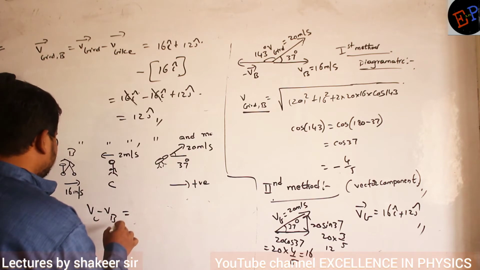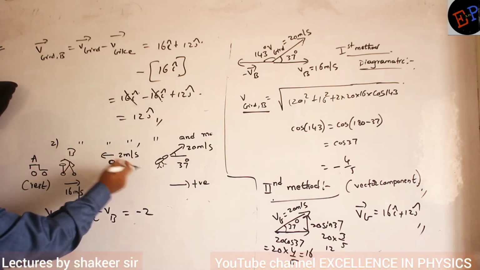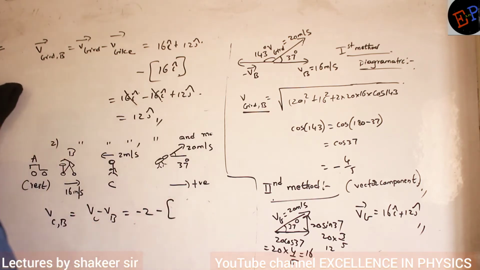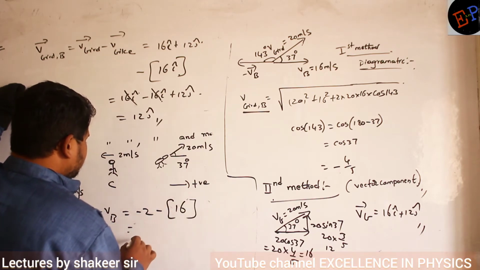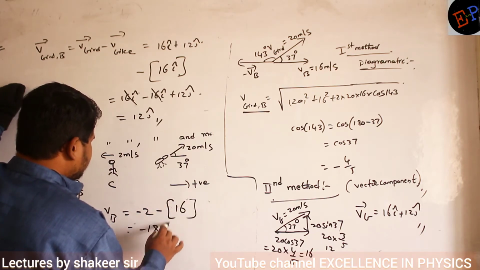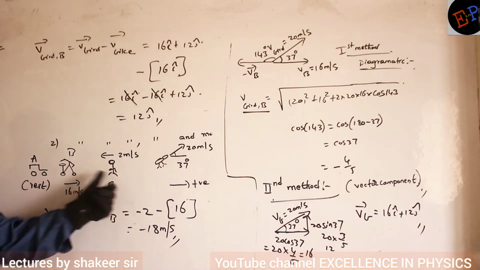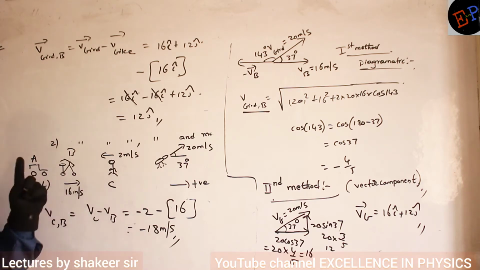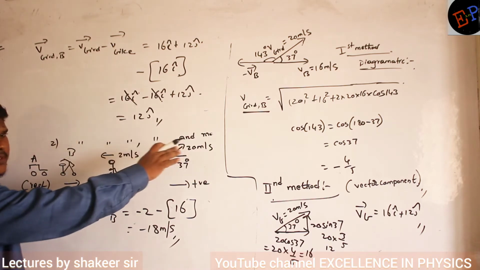So what is VC? VC is minus 2. This direction I am taking positive, then this direction is negative. No? VC minus VB value. VB value is 16. Are you able to understand? Plus 16. So minus 2 minus 16, minus 18 meters per second. So this is the relative velocity of C with respect to B. It means C appears to be traveling in opposite direction with a speed of 18 meters per second to this observer B. Okay, and remaining calculations you can do, Nama.